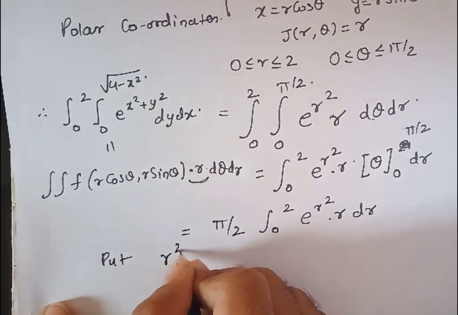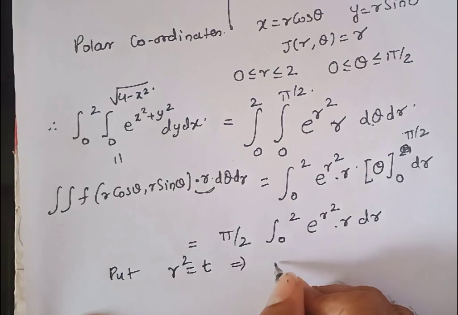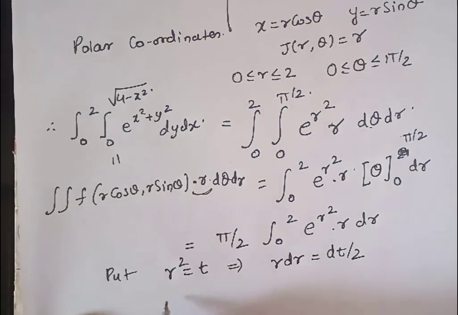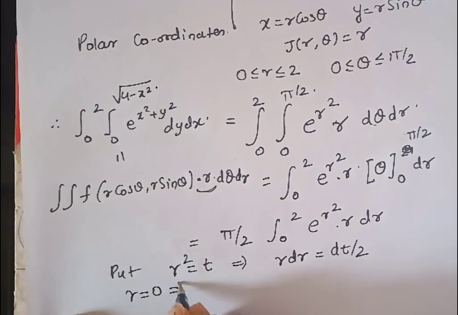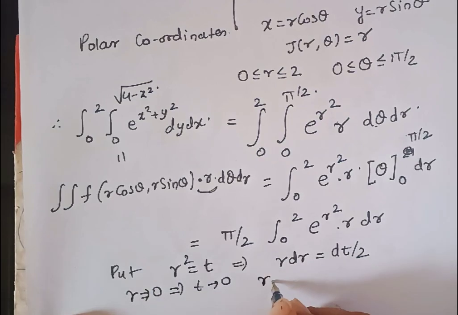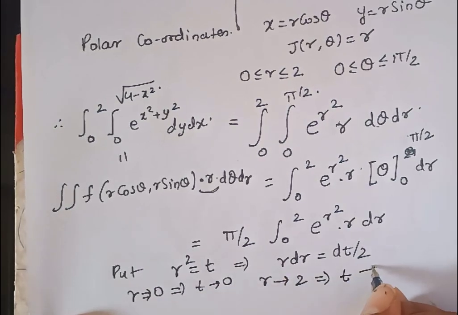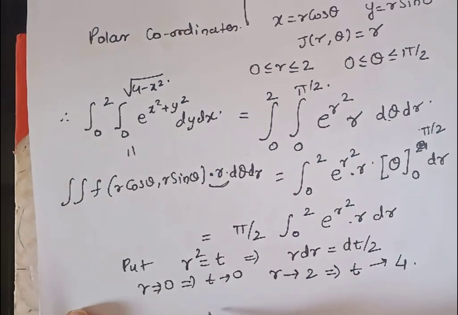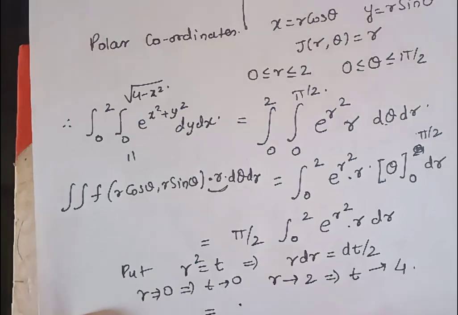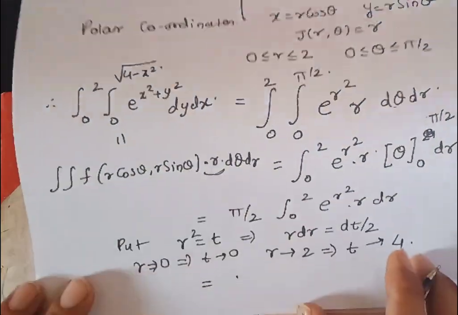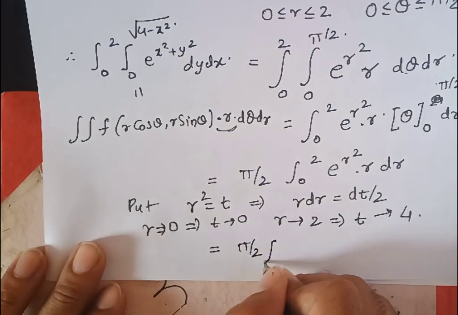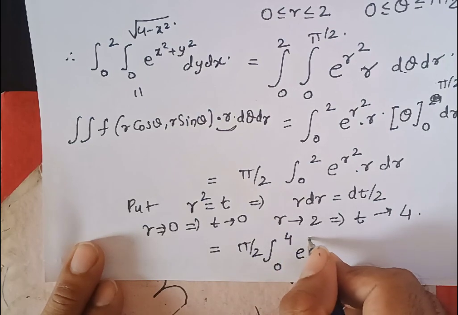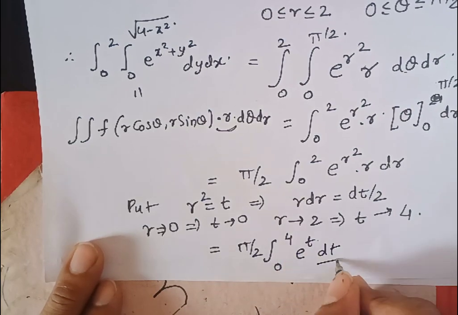Now we can make use of substitution. Put r square equal to t. So that would imply r dr is equal to dt by 2. And we need to change the limits also. When r is 0, that implies t goes to 0. And when r goes to 2, that would imply t goes to, from the same equation, 4. So we will be left with, the final answer is pi by 2 integration 0 to 4 e raised to t dt by 2.